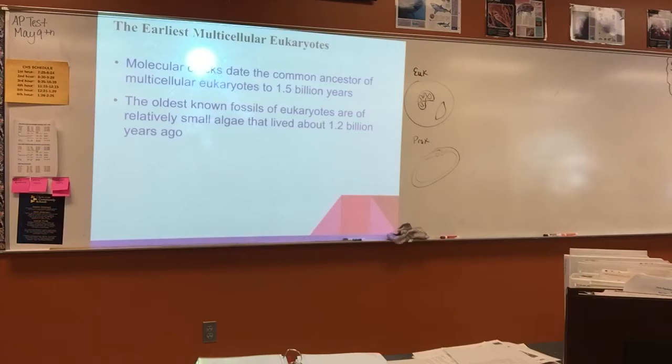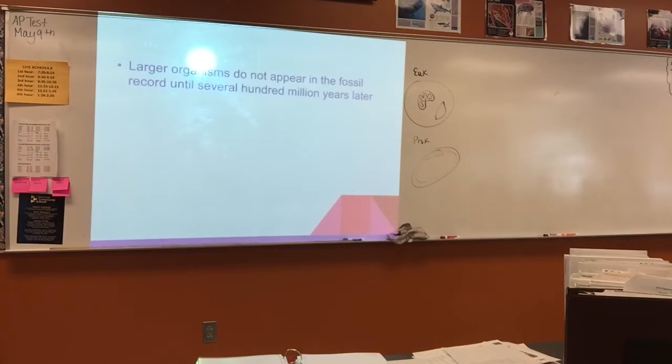And it makes sense because, according to the fossil record, it's thought that life began in the water, and then became terrestrial, or on land. So we have small algae, the first multicellular eukaryotic organisms. Larger organisms don't appear until much later, several hundred million years later. And we have also found fossils even of animal embryos.